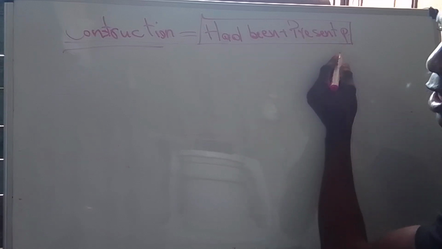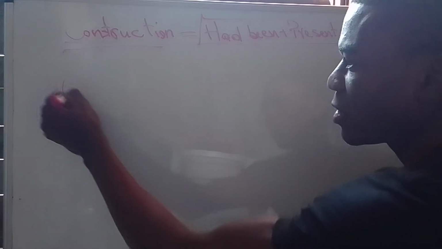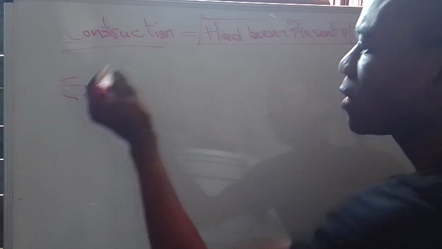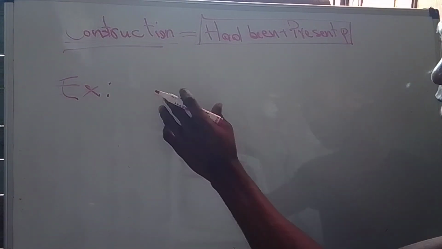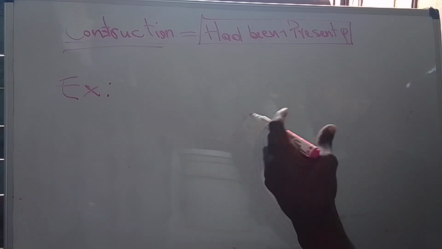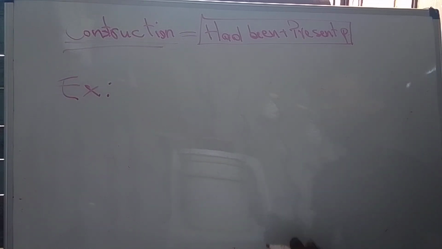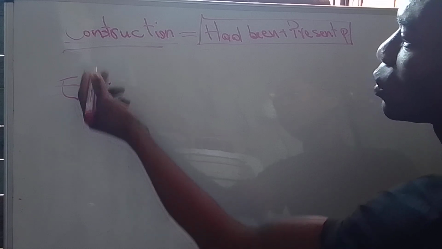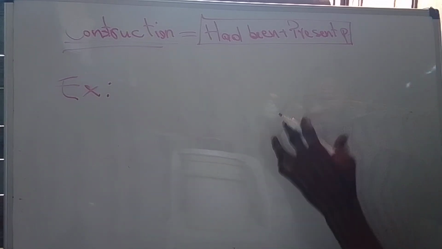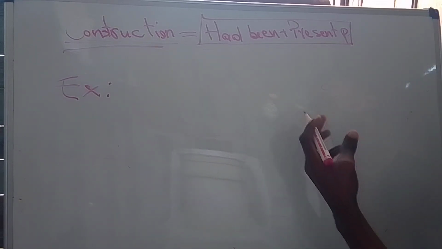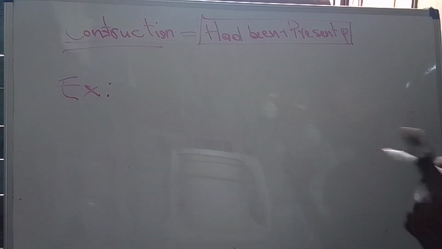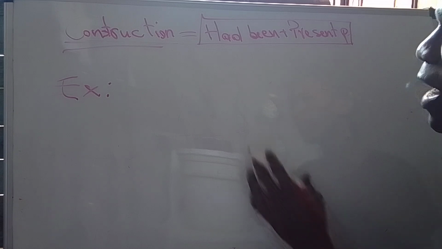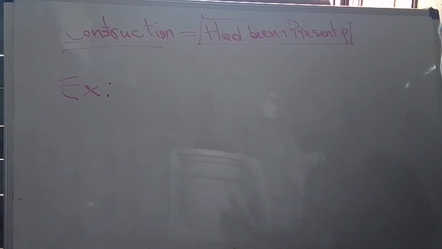Had been plus present participle. Let's see some examples of how to use it, guys. It is really important to use it. Make sure you understand, watch the video, and pay attention to what I'm doing with you, because it is really important. With Asker's English University, you have to speak English fast and easy.